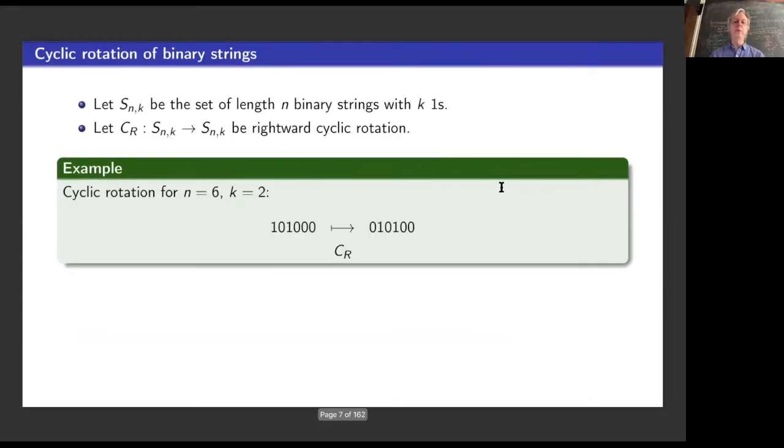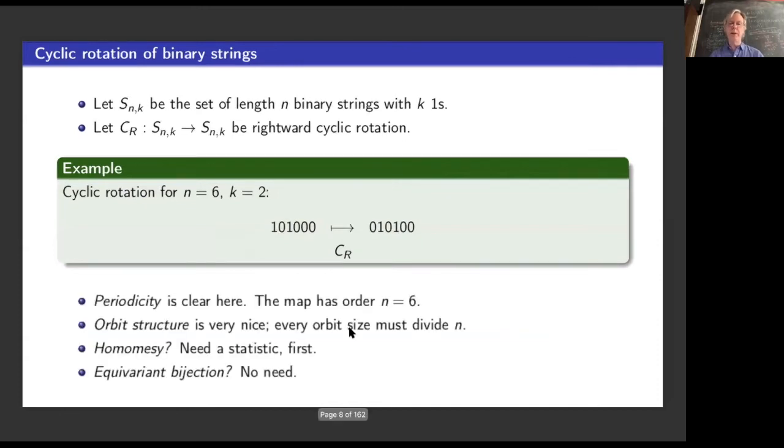So here's cyclic rotation of binary strings. This is a very simple map. I can't click on that, I forgot. But you take all these bits, you shift them one slot to the right, and then you bring the 0 at the end around to the front. So that's a rightward cyclic shift. And it's easy to see that if you do that 6 times, you get back where you started. So the periodicity is clear here.